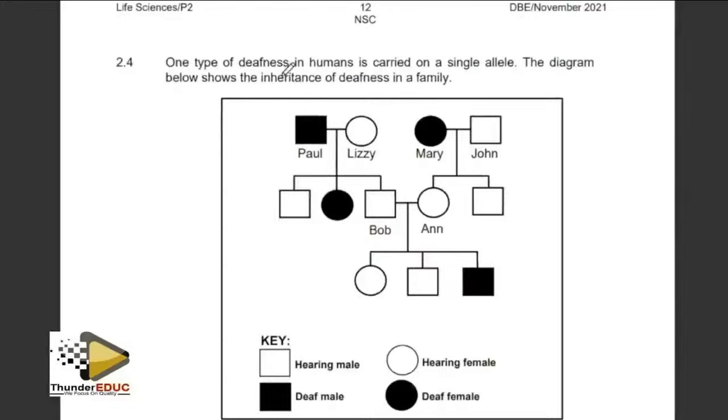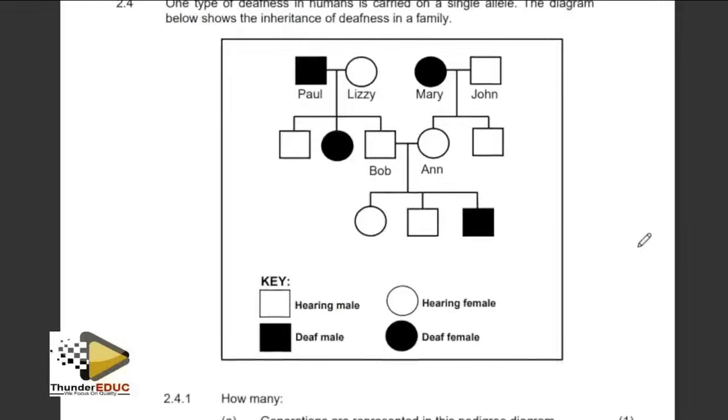One of the deafness in humans is carried on a single allele. The diagram below shows. They are not talking about sex-linked. However much they talk about Paul, and you know that Paul is a boy, Liz is a girl, Mary is a girl, John is a boy, please don't use X and Y. So if they don't mention it is sex-linked, don't use X and Y. If they mention sex-linked, then you talk about X and Y.